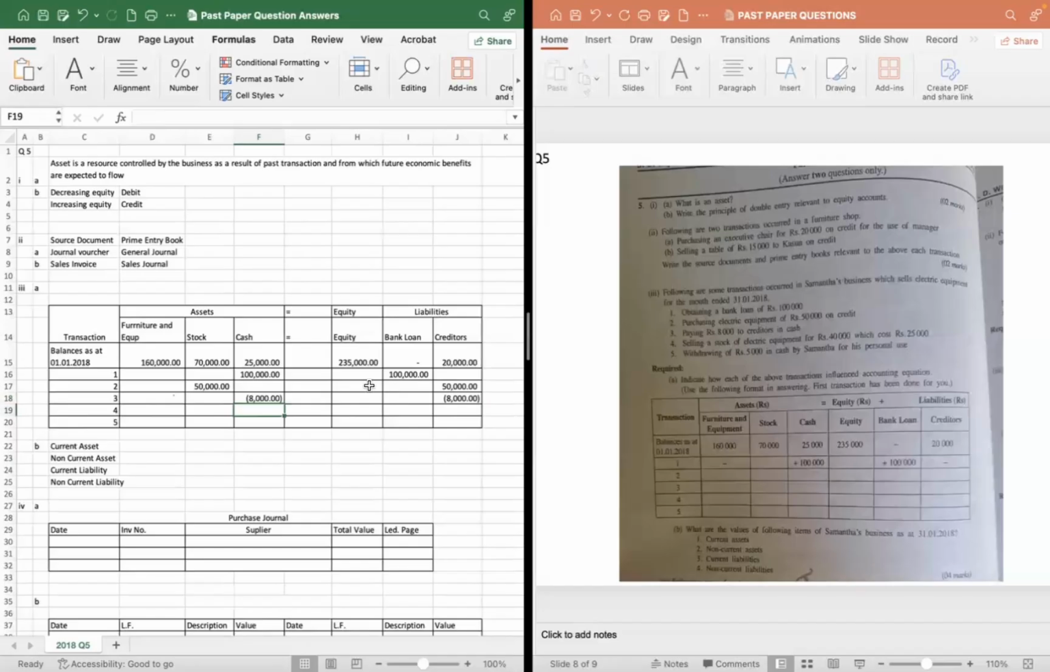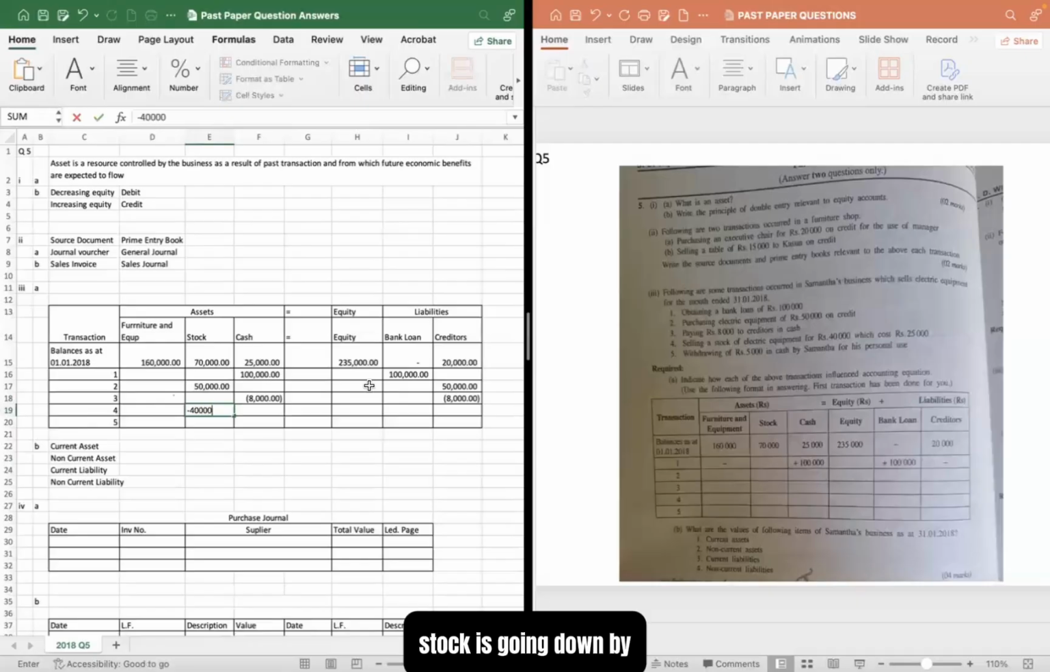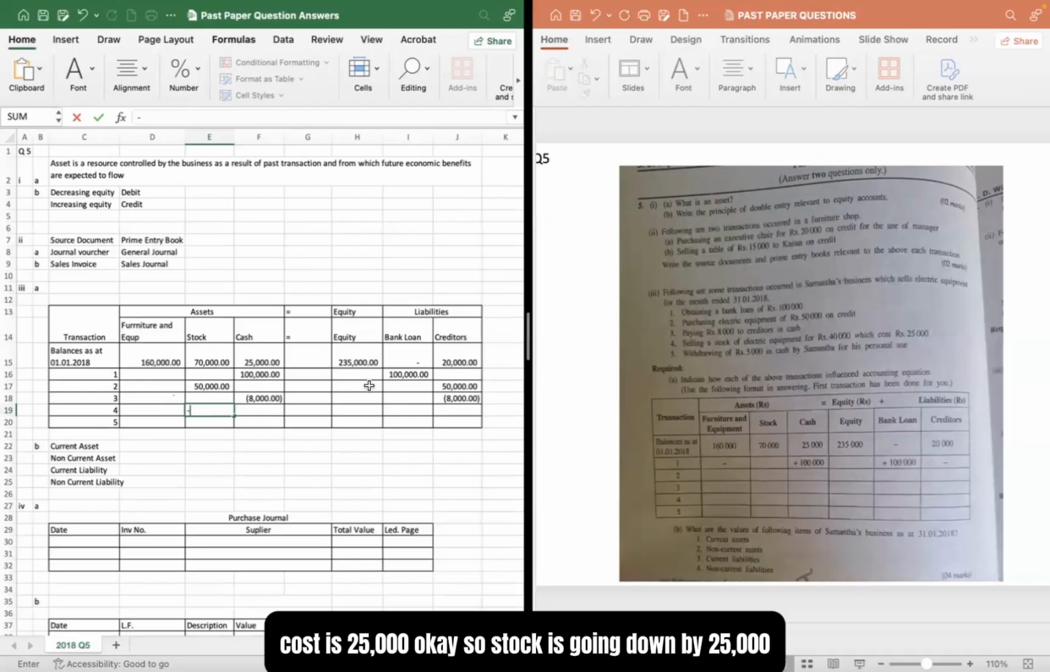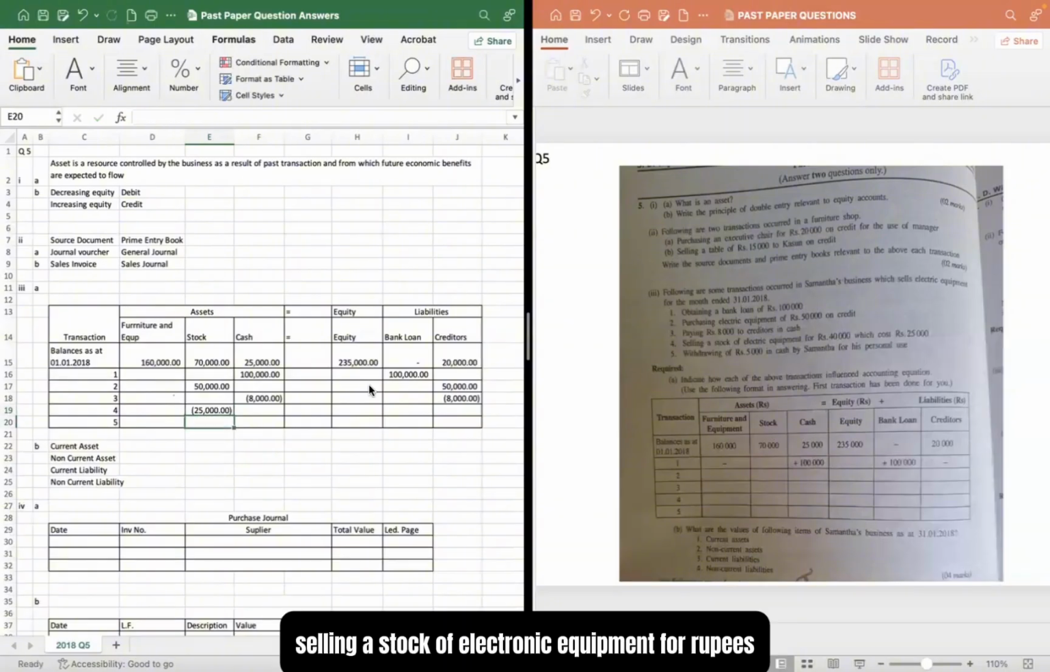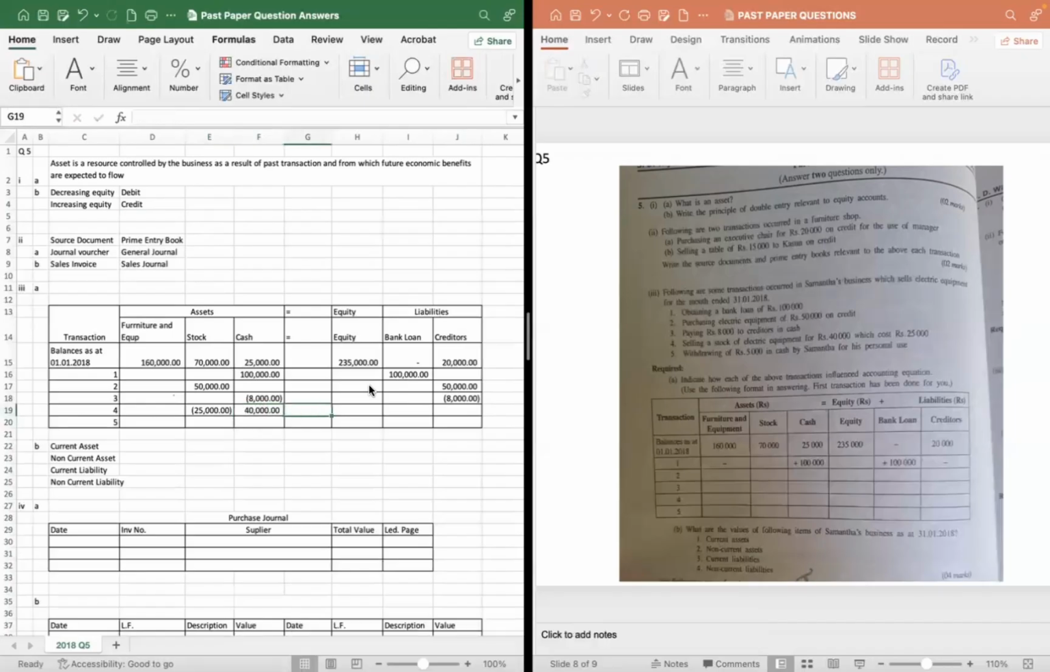Selling a stock of equipment for 40,000. So what has happened? The cost is 25,000. So stock is going down by 25,000. Selling a stock of electric equipment for rupees 40,000, then he is receiving 40,000 in cash.